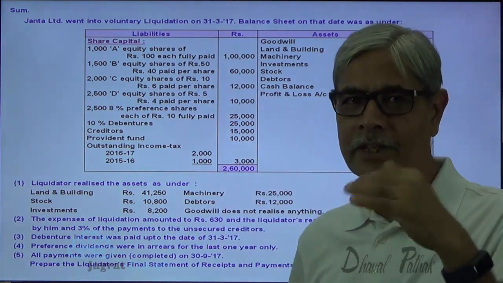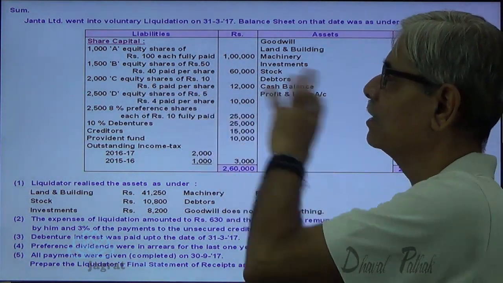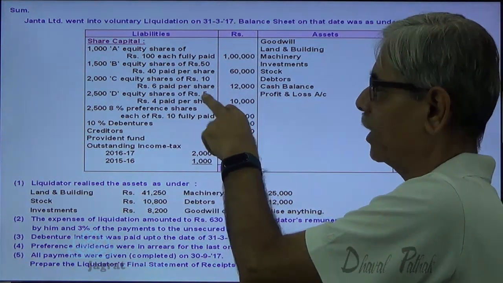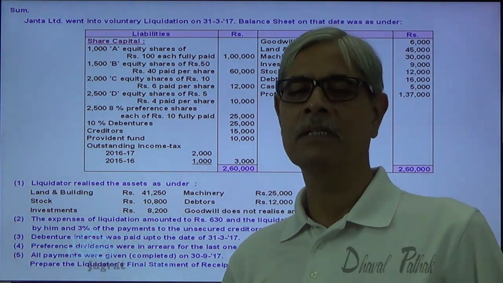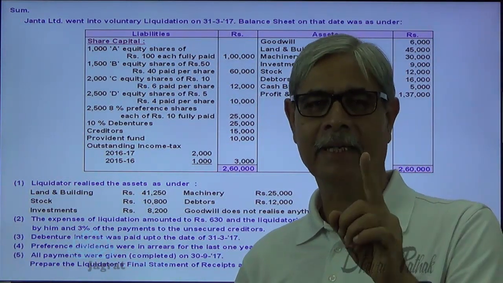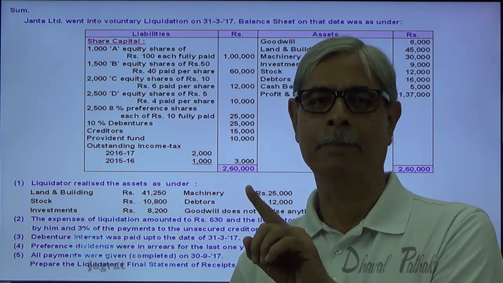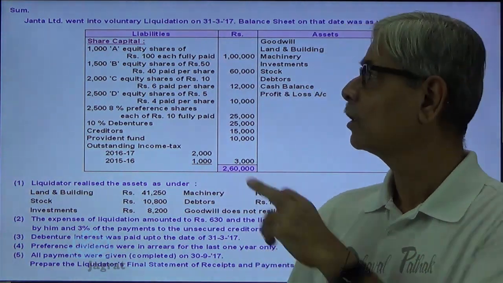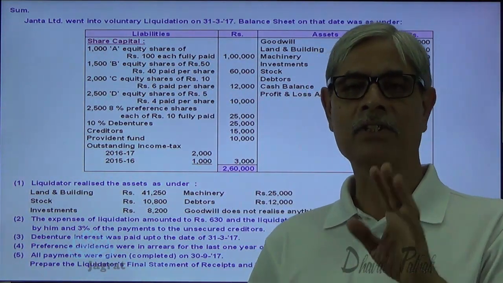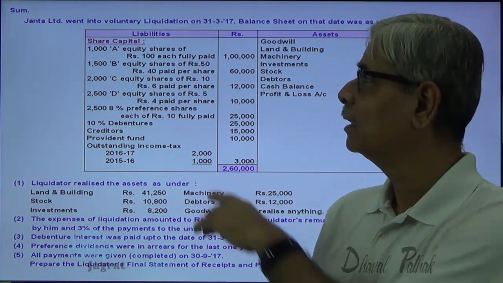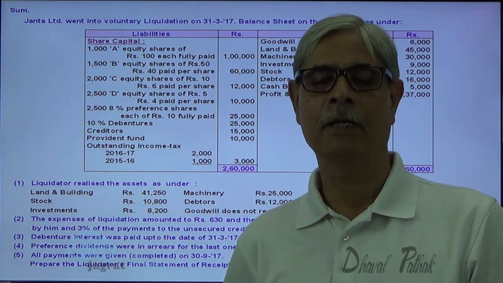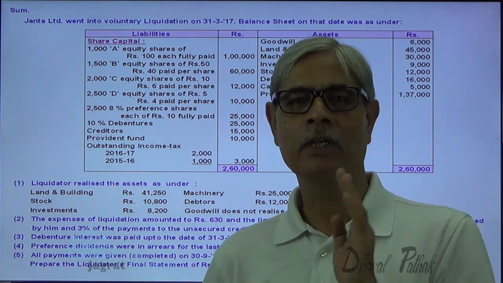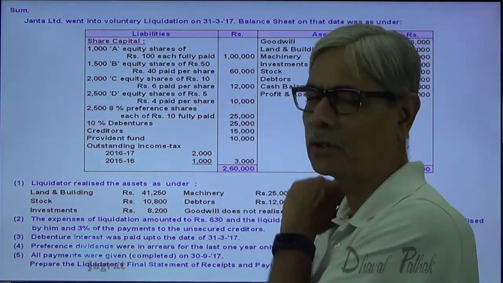In the second, 80% of the face value is paid. In the third, 60% of the face value is paid. And in the D category, against share of 5 rupees, 4 rupees are paid up, so 80% shares are paid up. So A category 100% paid up, B category 80% paid up, because 40 against 50 is 80%. Third category 60% paid up, and last category 80% paid up. Here the face value of all the category of shares are different, so we are required to understand the percentage of face value paid by each shareholder. That's an important understanding.